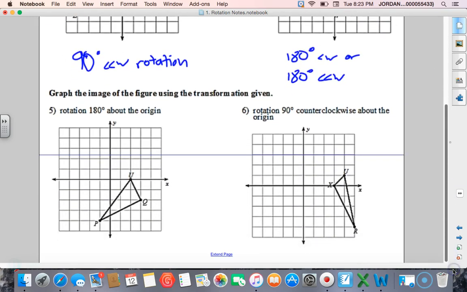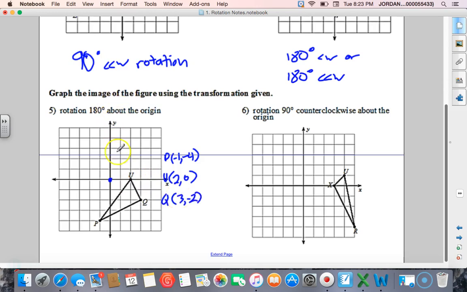So let's do these couple right here. We're going to graph the image of the figure using the transformation given. They say rotate 180 degrees about the origin, which is what we've been doing. So we have to identify the coordinates and make the new transformation. So P is the point -1, -4. U is the point 2, 0. And then Q is the point 3, -2.